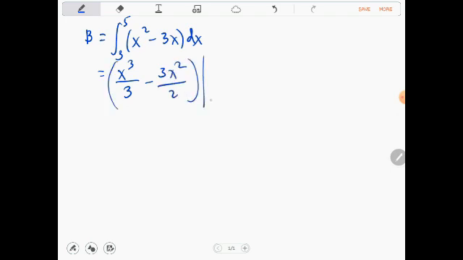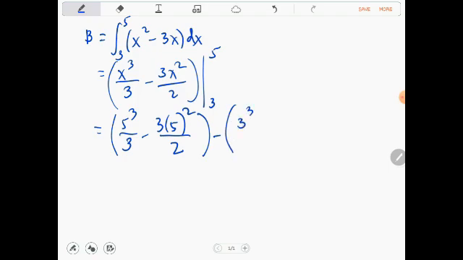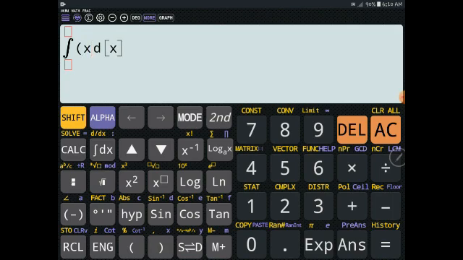Then, we set our lower boundary as 3 up to the upper boundary na 5. Then, replace natin siya as our x value. So, 5 cubed all over 3 minus 3 times 5 squared over 2 minus the quantity 3 cubed over 3 minus 3 times 3 squared over 2. And this will give us the answer for x squared minus 3x, then from 3 to 5.